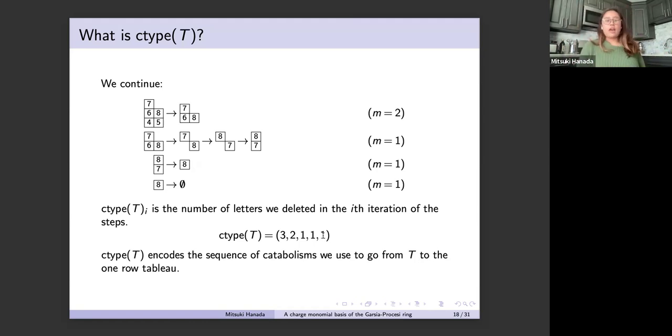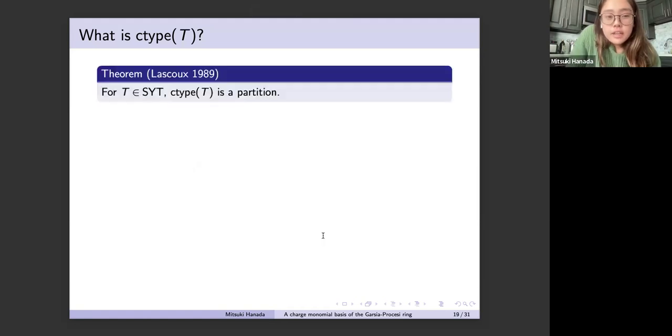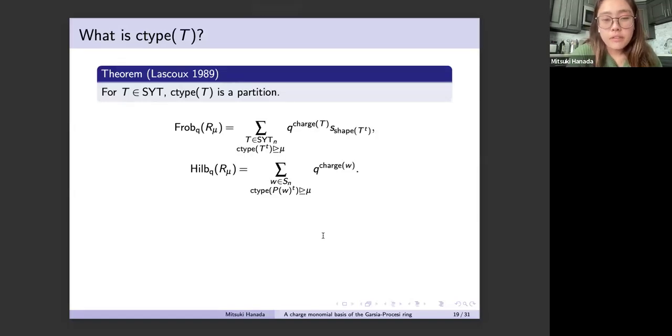But we don't need to use the catabolism definition here. We only care about how we're computing this sort of tuple. The nice thing is not only is this catabolizability type a tuple, it's actually going to be a partition. So if we pull up these definitions and we have this C-type relation here, they actually make sense because we're just comparing two partitions in dominance order. Here I'm just saying the catabolizability type associated to the standard Young tableau is greater than or equal to mu in the dominance order.